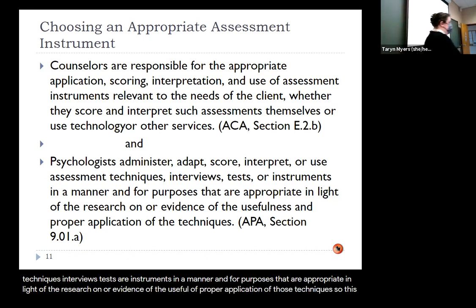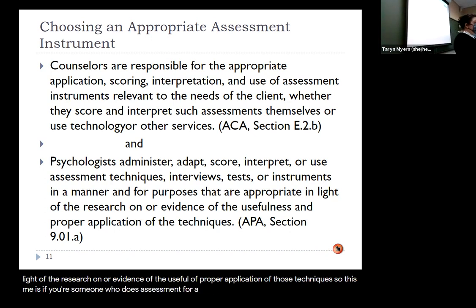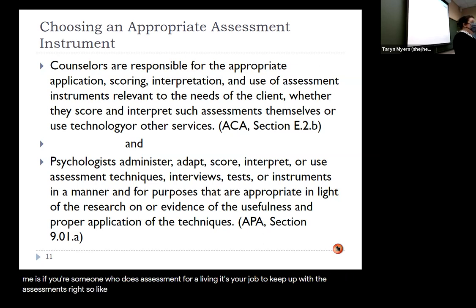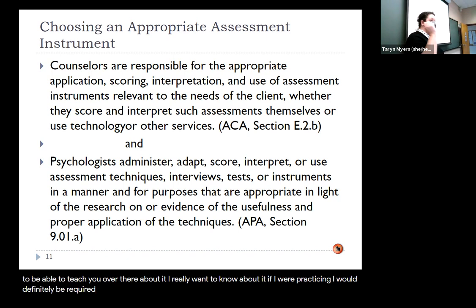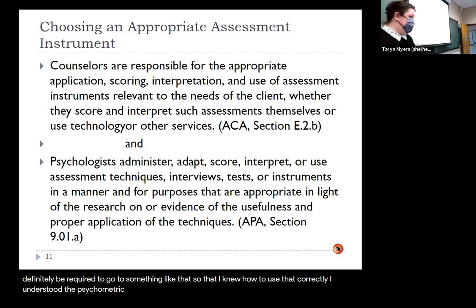So this means if you're someone who does assessment for a living, it's your job to keep up with the assessments, right? Like the training I did last November with my grad school professor Yossi on the MMPI-3. I did that just because I wanted to be able to teach you all about it. I probably could have just read about it, but I really wanted to know about it. If I were practicing, I would ethically be required to go to something like that so that I knew how to use it correctly. I understood the psychometrics, I understood the changes.